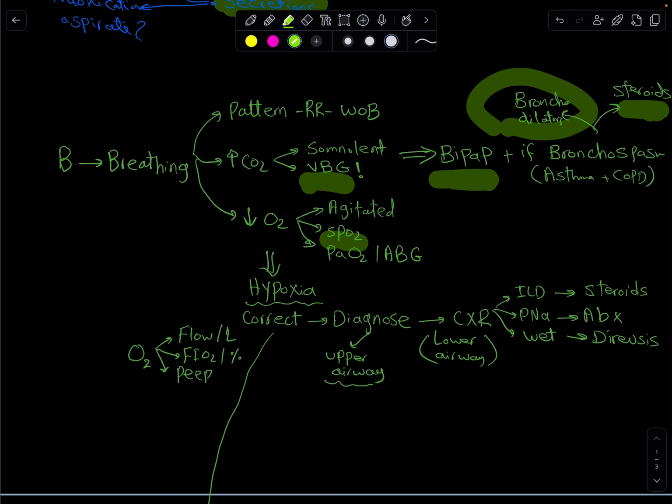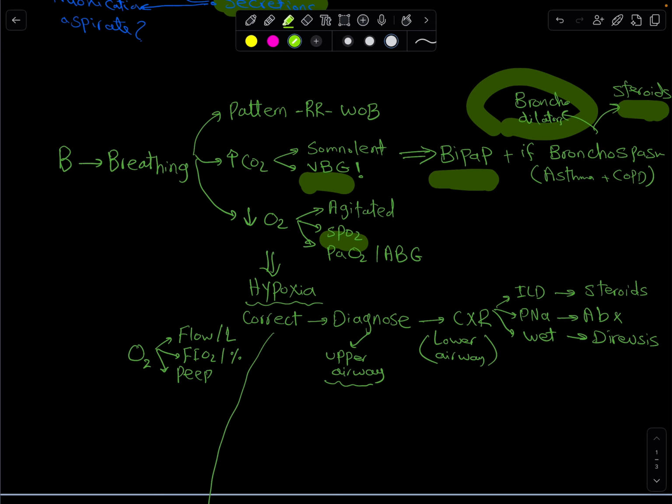So this is the hypercarpia. VBG, BiPAP if needed, and treat the bronchospasm if it's present. Then the hypoxia part again, we'll do the SpO2. In the hypoxia, we always try to correct before we diagnose.